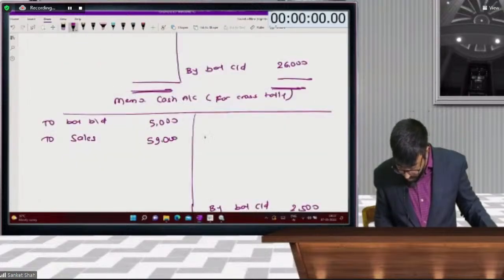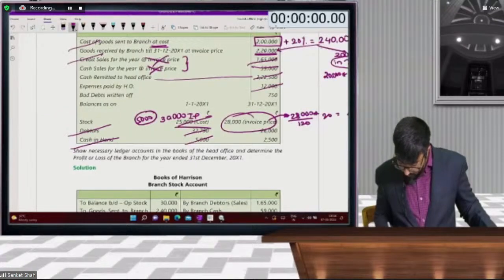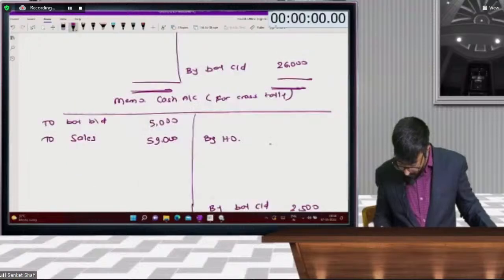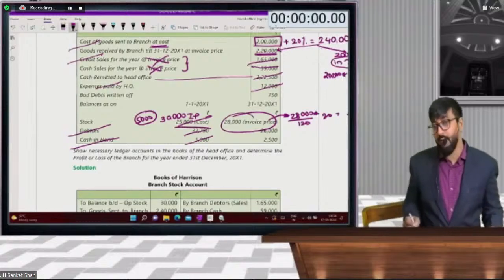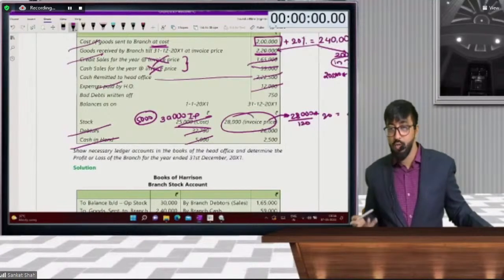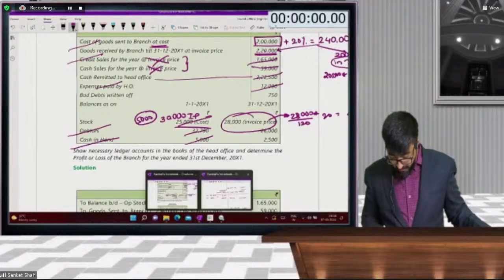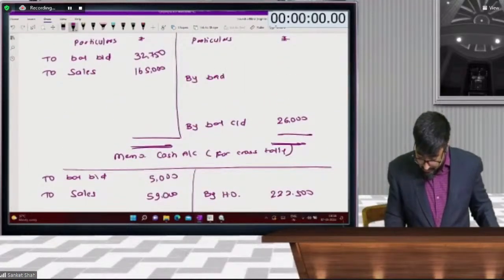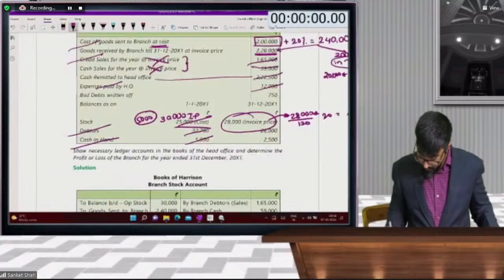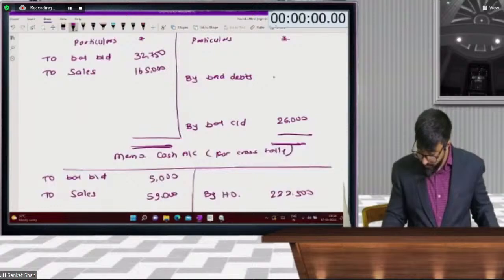Cash is remitted to HO, so by HO 2,22,500. Expenses paid by HO entry will be in branch books, expenses to HO, so not open. Bad debts to debtors. On the third line, you will write by bad debts 750.